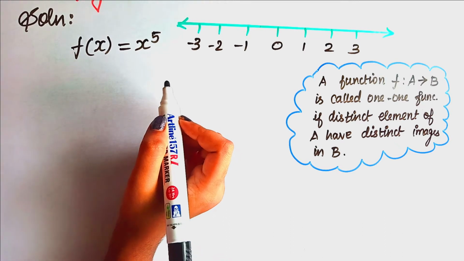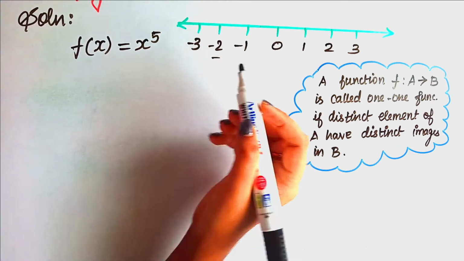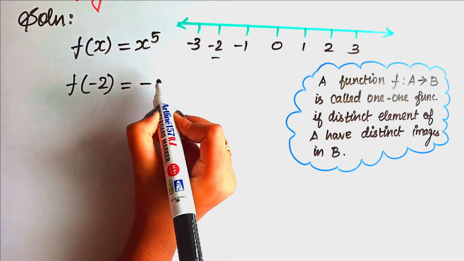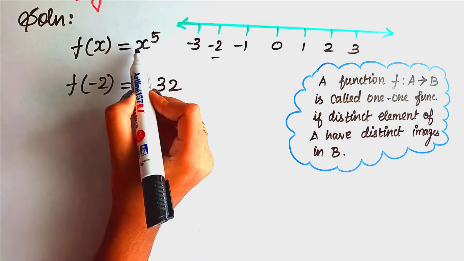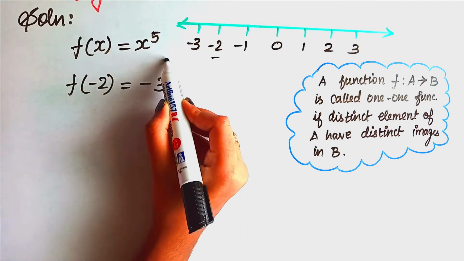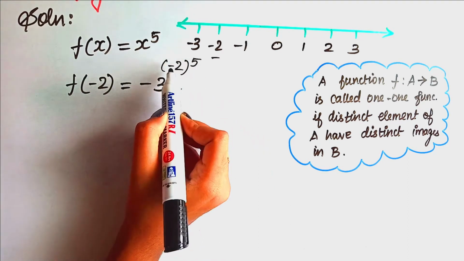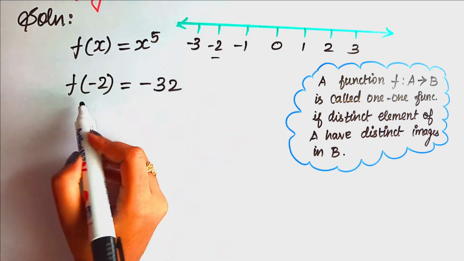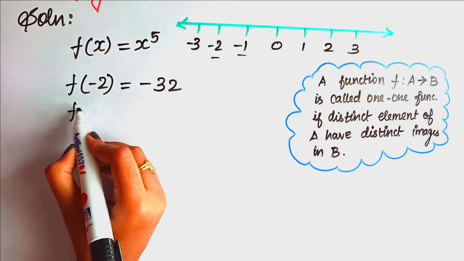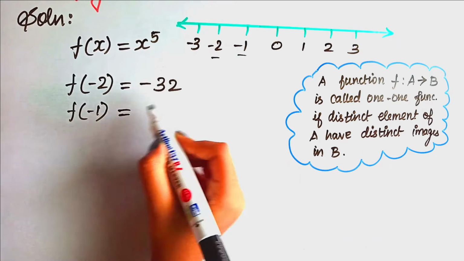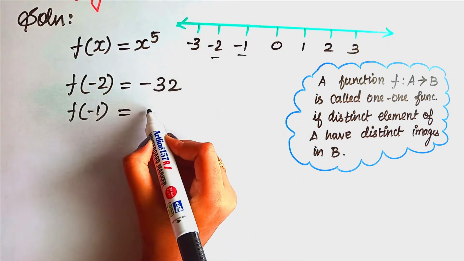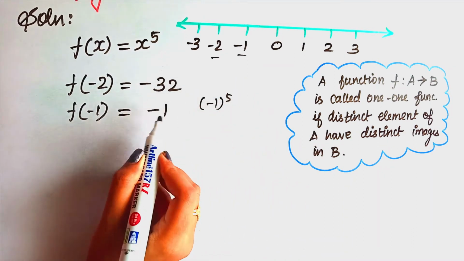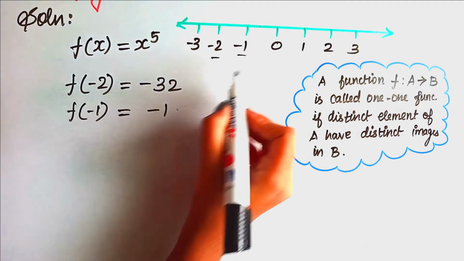Okay, so let's start. First I'm giving a number -2, so f of -2 will be -32. If we apply -2 here, it will be -2 the whole power 5, which is nothing but -32. Okay, and then next I'm applying -1. So f of -1 is equal to -1, since -1 the whole power 5 is again -1, right?